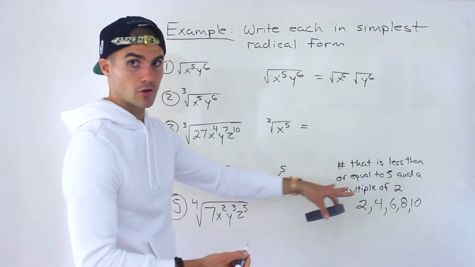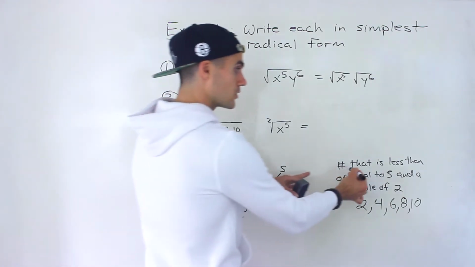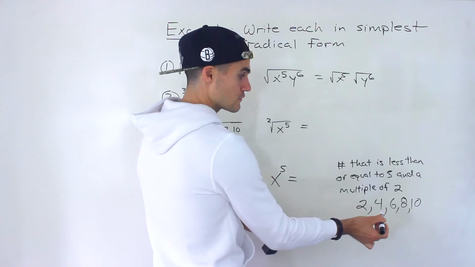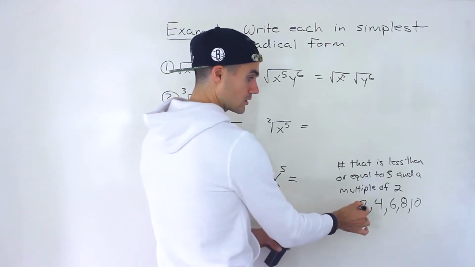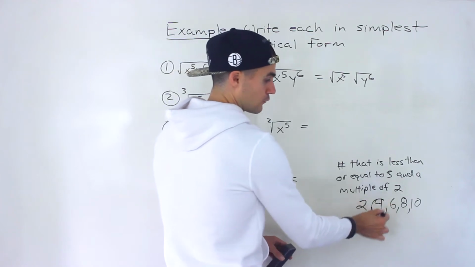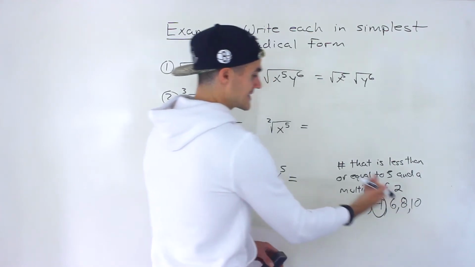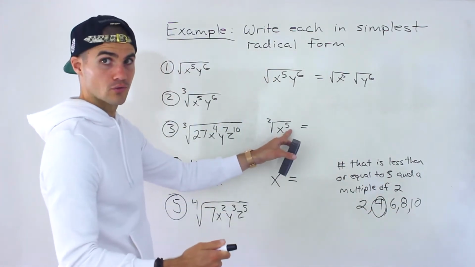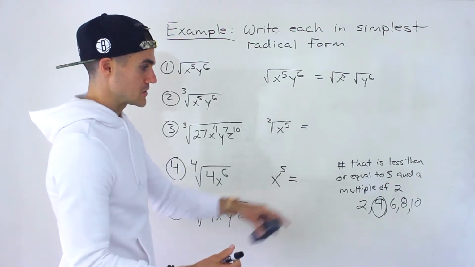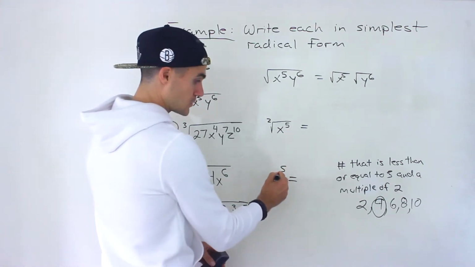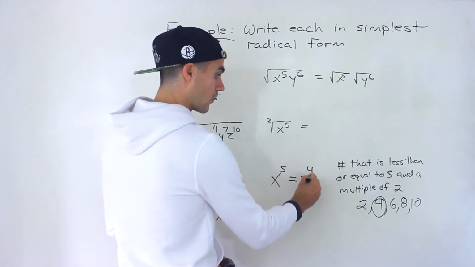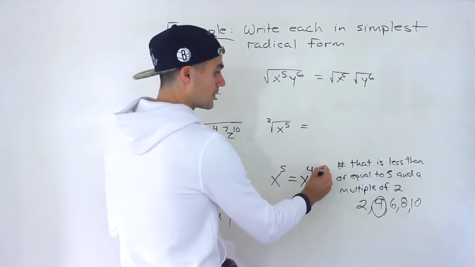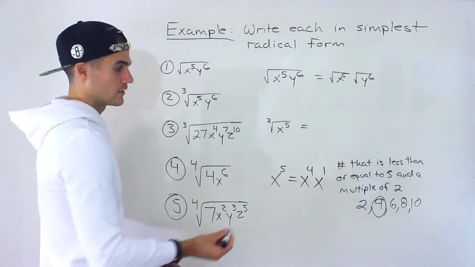So we can start with the multiples first, but it has to be a number that is less than or equal to 5, and we want to take the highest one. So 2 would work, but 4 would also work, and 4 is the highest one. 6 wouldn't work because that's not less than or equal to 5. So we take the highest one, and we take this x to the 5 and break it down as x to the power of 4, and then what would be remaining? x to the power of 1.